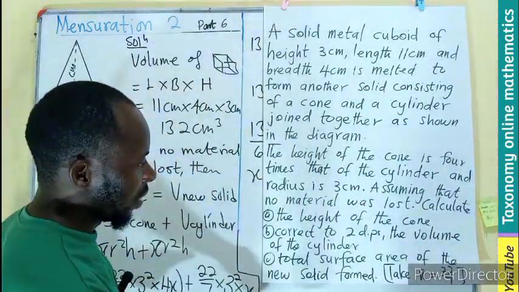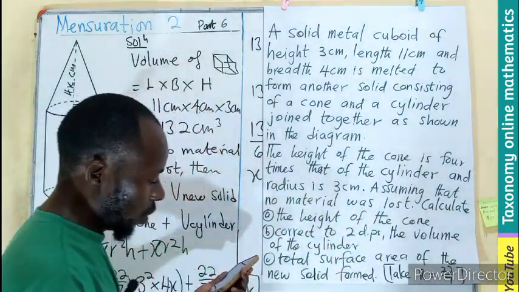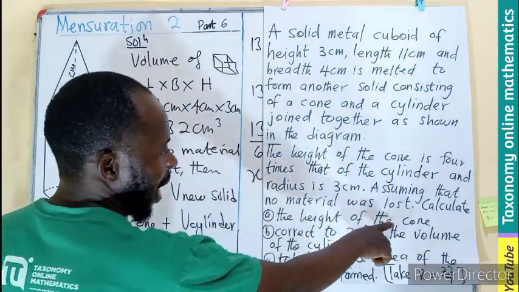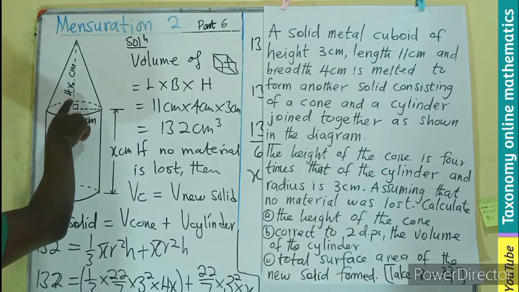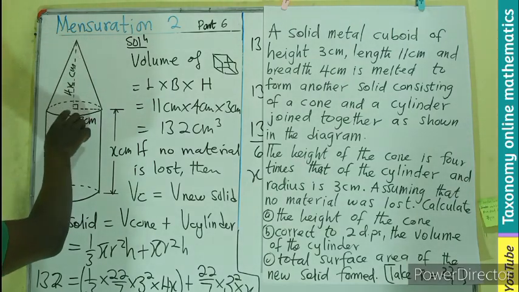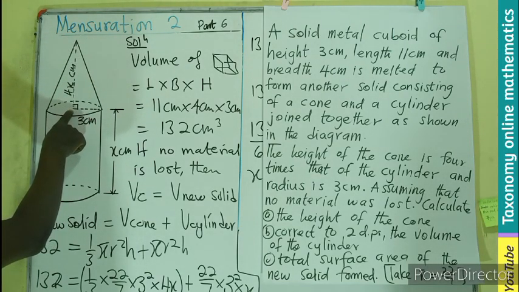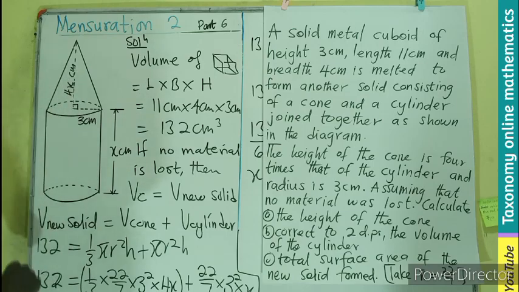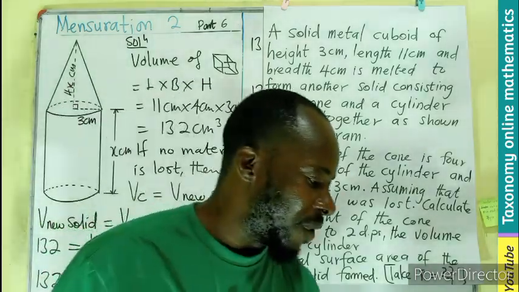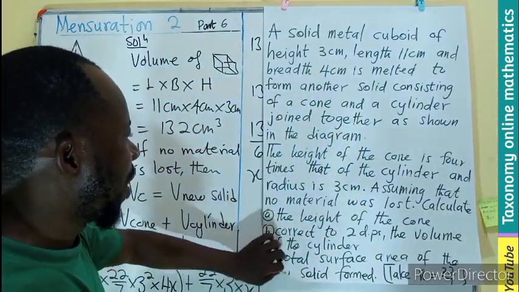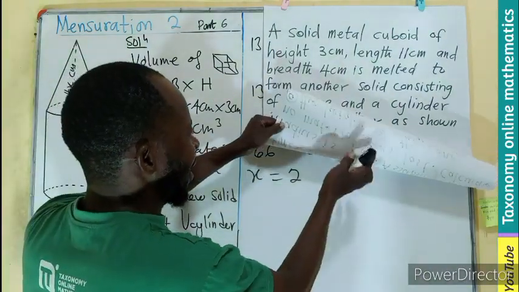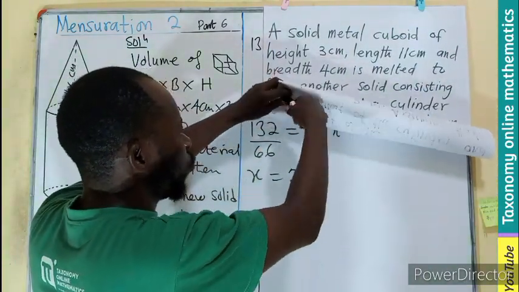What we are looking for is the height of the cone. So the height of the cone is from the apex to the base, and the base to the apex is 4x. And what is the value of x that we arrive at?